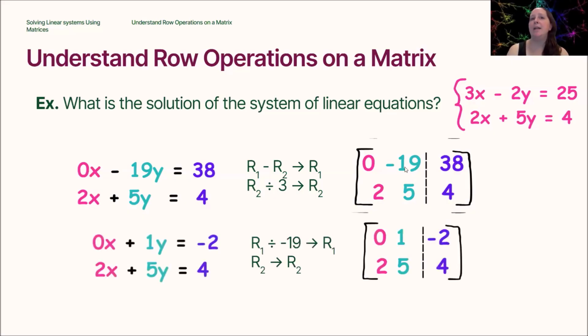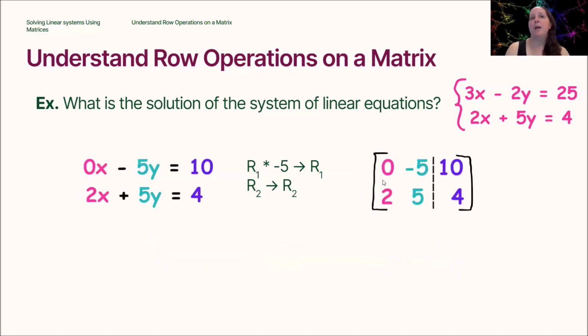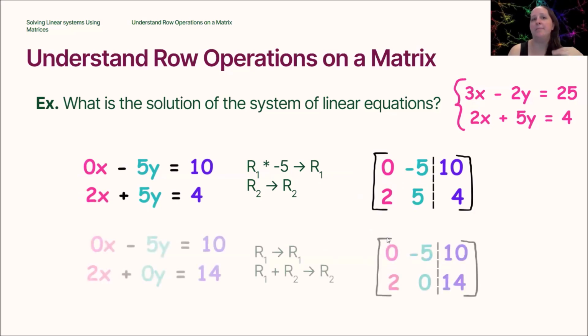Then I divided my first row by 19. That's giving me the 0 and the 1. I want that so that I can figure out what each of my variables means. In this case, I know that y equals negative 2. Then I'm going to multiply row 1 by negative 5. I know I just figured out that y equals negative 2, but I'm doing this so I can eliminate my y values so I can have an x value. Row 2 is staying the same.